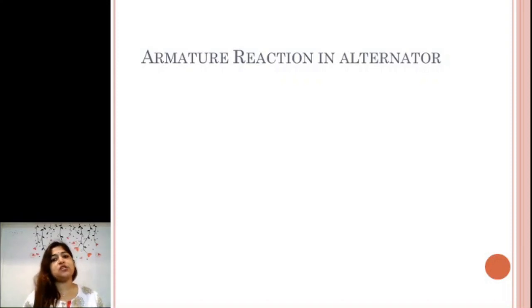So our next unit is all about alternator on load. Now you have an alternator with you and you're connecting a load to it. What will happen? The current will start to flow. When the current flows in the armature winding, it will produce its own magnetic flux. That flux is called armature flux. The effect of that armature flux on the main flux is called armature reaction, and it completely depends on the kind of load you are connecting.